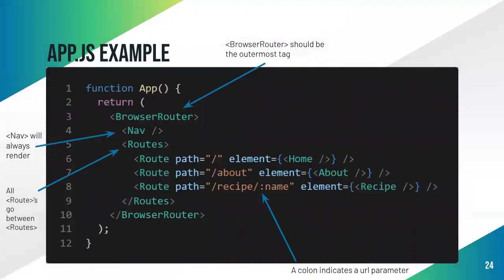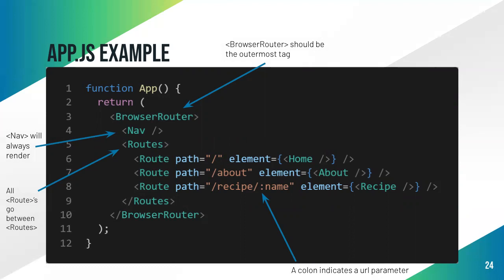So here's a more full example. We can see the BrowserRouter is going to wrap all of our routes. And so that should be the outermost tag that exists, honestly, in our whole app, inside of our app.js file.